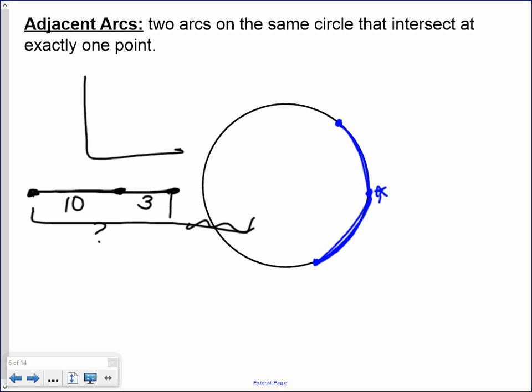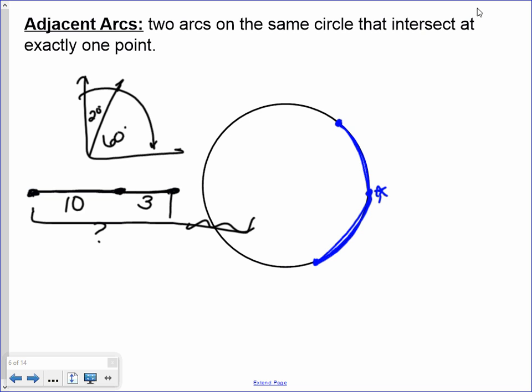If I have an angle, and I know that this is 20 degrees and this is 60 degrees, how big is the entire angle? 80 degrees. Okay. So this was called the segment addition postulate, and this was called the angle addition postulate.